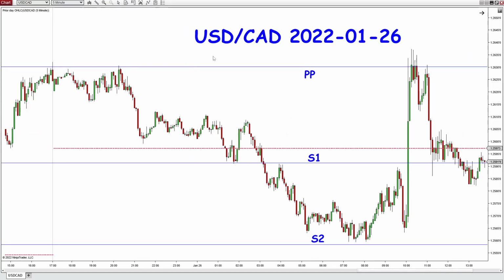This is the US dollar CAD 5-minute chart. We can see that after the open, the market goes down from PP level to S1 and previous day's low, and also to test the S2, but it failed. And after that, at 10 o'clock, there is a Canadian interest rate decision. So you can see that it's popping up to test the PP. So before the US interest rate decision, it's in the trading range.